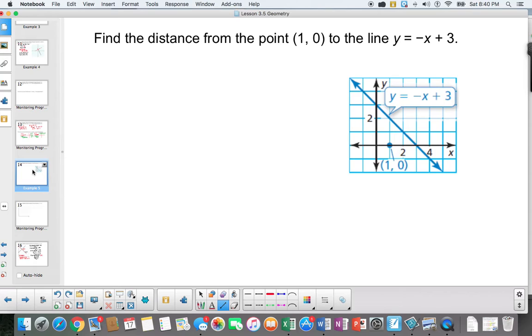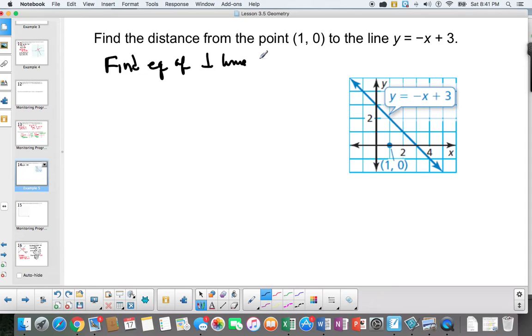We want to find the distance from the point 1, 0 to this line, y equal to the opposite of x plus 3. Okay, so in order to find a distance, I need to find the equation of the perpendicular line with 1, 0. So here's 1, 0. I want to draw the perpendicular line, which requires two things. It requires a slope and it requires a point. Now the point I've already been given is 1, 0.